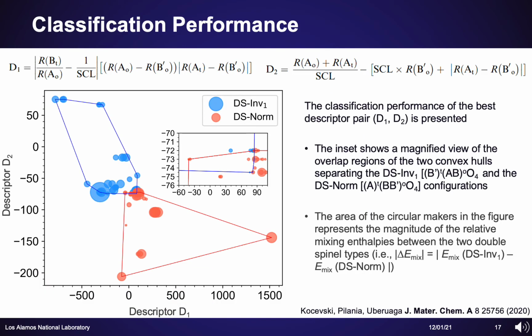The classification achieved with the best descriptor pair identified with the SISSO approach is presented in the figure shown here. The inset depicts a magnified view of a very small overlap region formed by the convex hulls of the two double spinel types, namely the double spinel inverse 1 and double spinel normal, identified with the blue and red markers respectively. The area of the circular markers in the figure represents the magnitude of the relative mixing enthalpies between the two double spinel types, and therefore provides a graphical depiction of their relative stabilities.